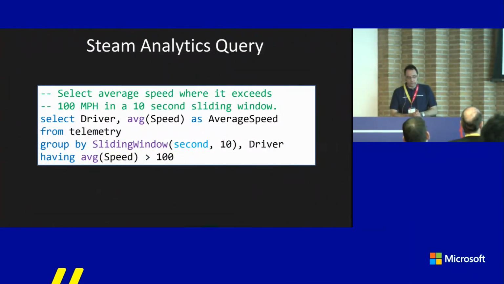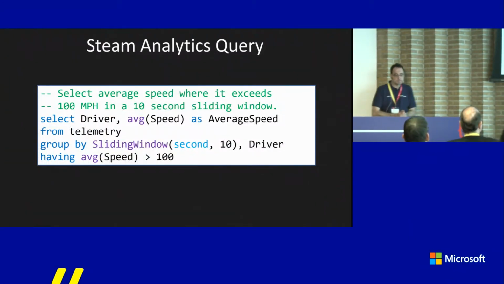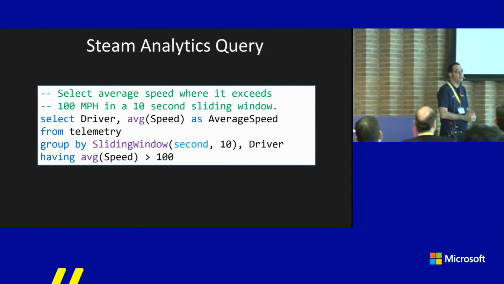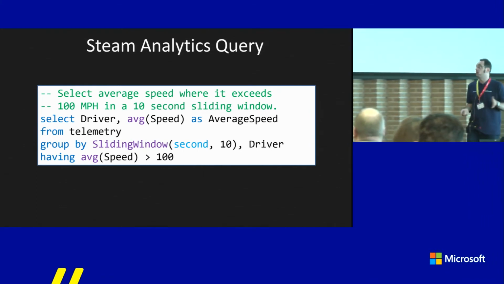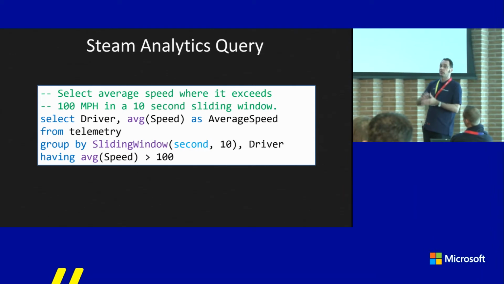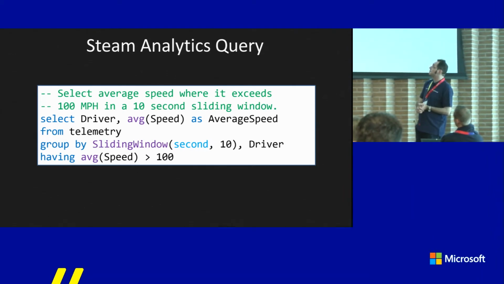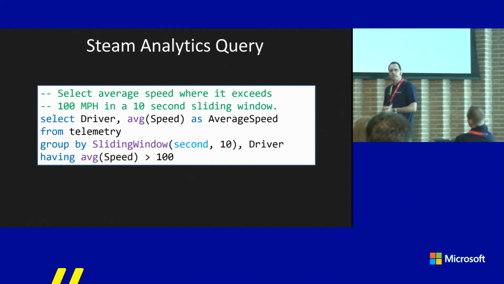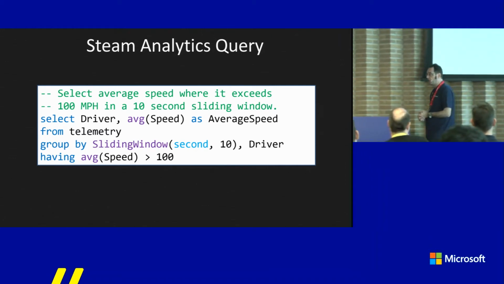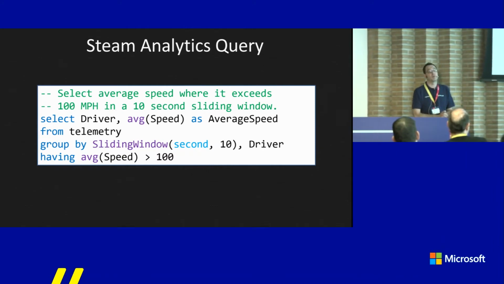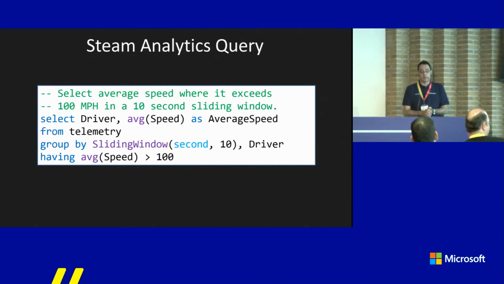So this is what a Stream Analytics query looks like. I'm selecting the average speed where it exceeds 100 miles an hour in a 10-second sliding window. So if this was vehicle telemetry, it would be used to issue speeding tickets. It basically says, okay, the cars are driving faster than they're allowed to drive, across a certain time window. Insurance companies, I don't know if this is the same in the Netherlands, but in Sweden, you can get a box put in your car, and if you are a safe driver, you will get a lower premium on the insurance by monitoring the actual telemetry data.